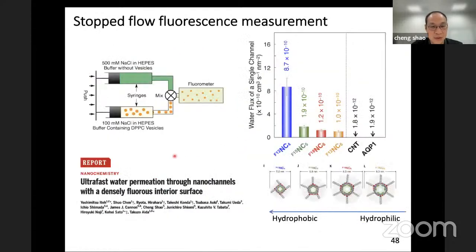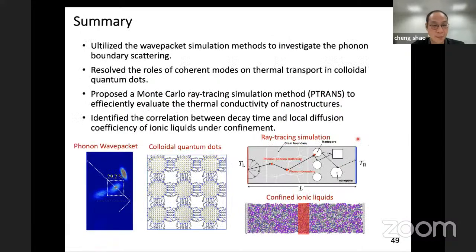So this part of the work is done at the University of Tokyo. The work is led by another group in chemistry. They can synthesize different large channels, ranging from hydrophilic to hydrophobic, and they can use a flow meter to actually measure the flow rate of water in different channels. They found that for the hydrophobic channels, the flow rate is, for example, two orders of magnitude larger than the flow rate in carbon nanotubes. So our simulation gives some proof or support for these findings. So with that, that's all for my presentation.